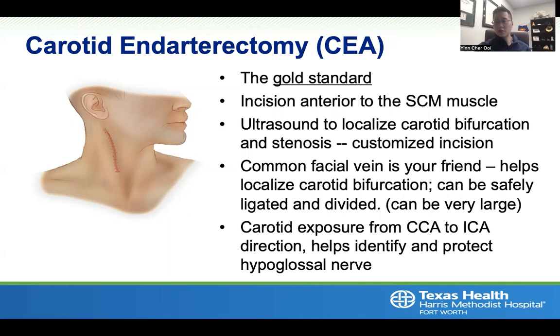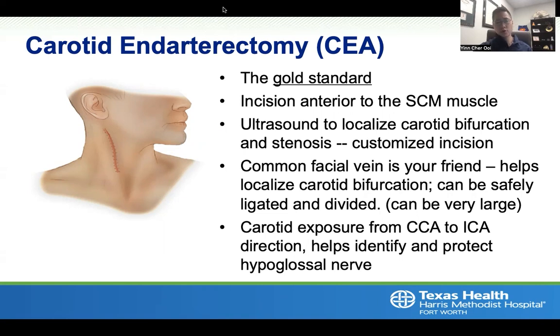Know that the common facial vein is your friend. It helps you localize the carotid bifurcation. It's not infrequent for the facial vein to be very large and intimidating, but it can always be safely ligated and divided, and should be done so early to avoid a venous avulsion.